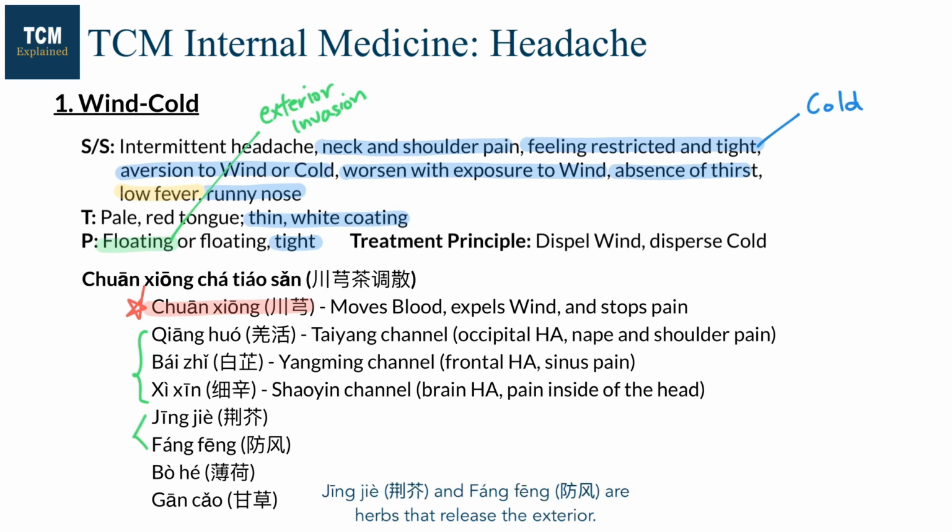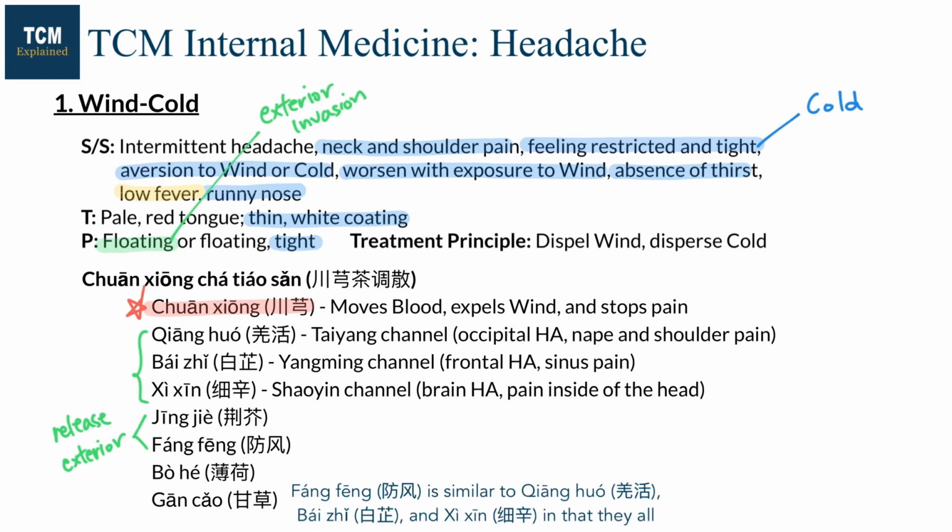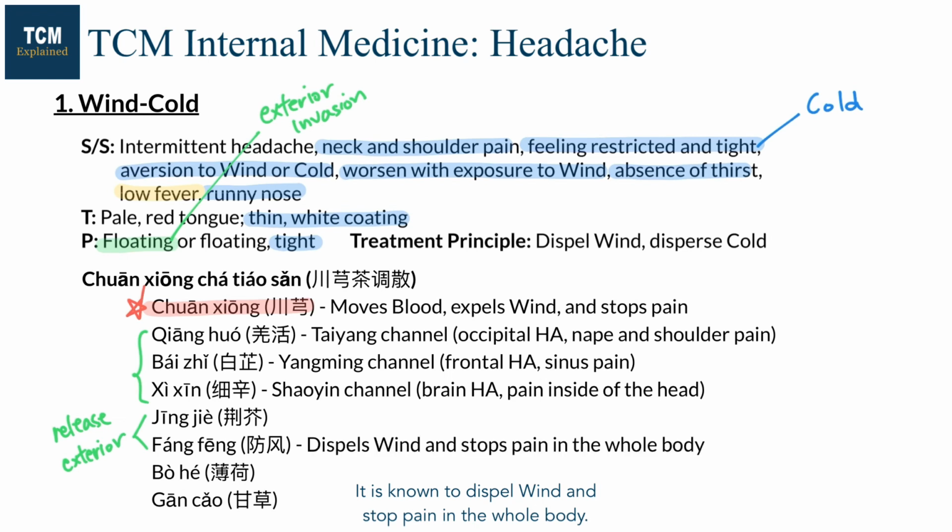Jingjie and Fangfeng are herbs that release the exterior. They are mild in action, so depending on which herbs are used together, they can treat either heat pattern or cold pattern. Fangfeng is similar to Qianghuo, Baizhi, and Xixin in that they all dispel wind, disperse cold, and remove dampness, treating wind, cold, damp related pain, including headache. It is known to dispel wind and stop pain in the whole body.